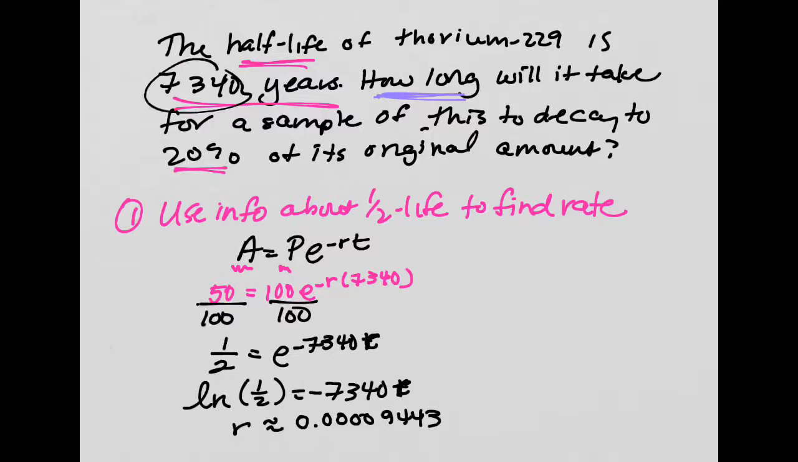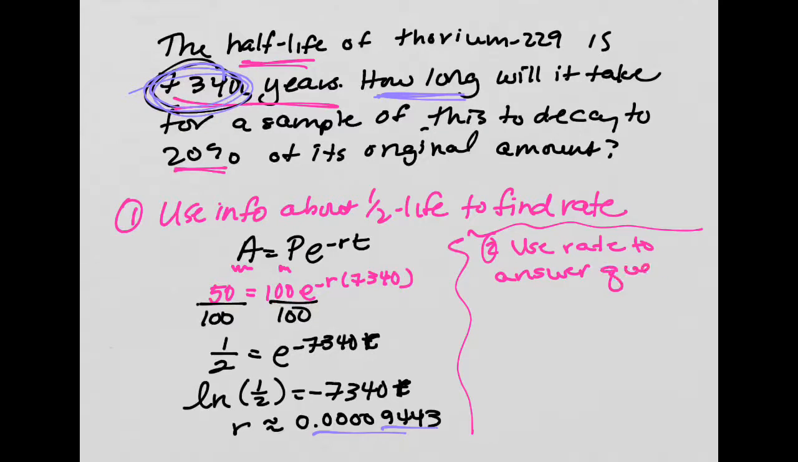I have a half-life of 7,340 years. It takes a really, really, really long time for it to decay to half of its original amount. So it should make sense that the rate is a pretty slow rate, right? So that this rate is this tiny number here. So now that I've used the information I have to find the rate, step 2 is to use the rate to answer the question.